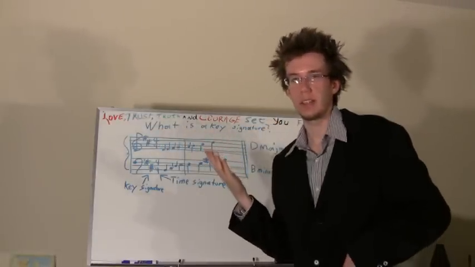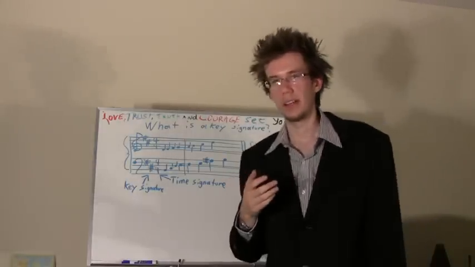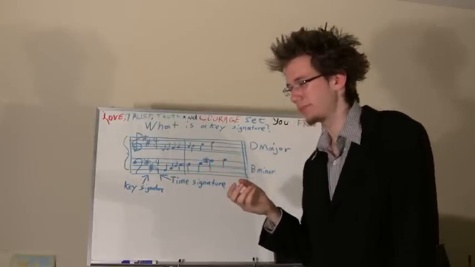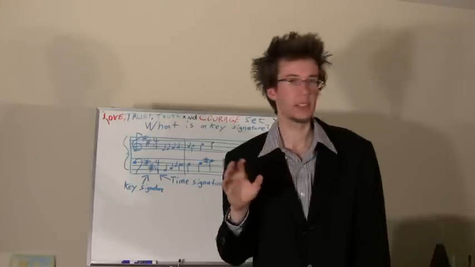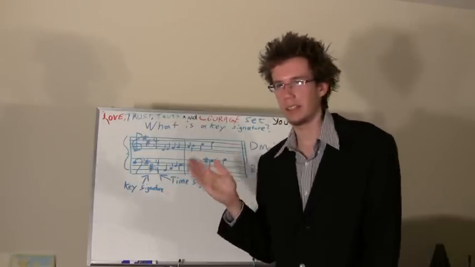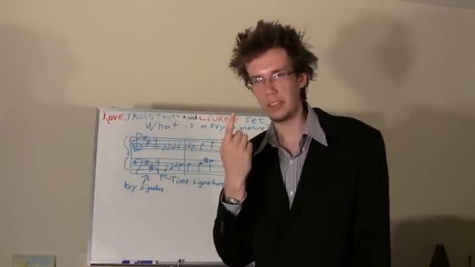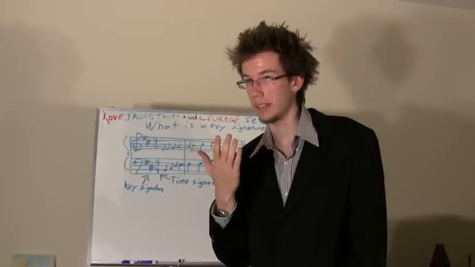Okay, so what is a key signature? Basically, it's a group of sharps or flats that regulates the scale. So say we've got D major, right? So we need a tone. For a major scale, we need tone, tone, semitone, tone, tone, tone, semitone, right?